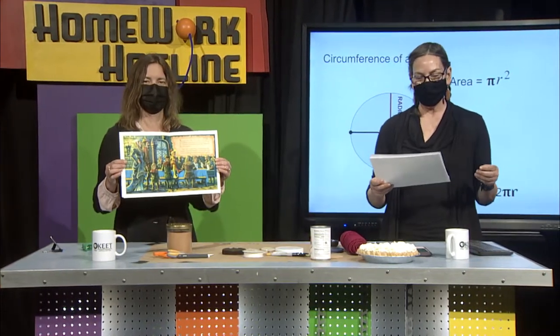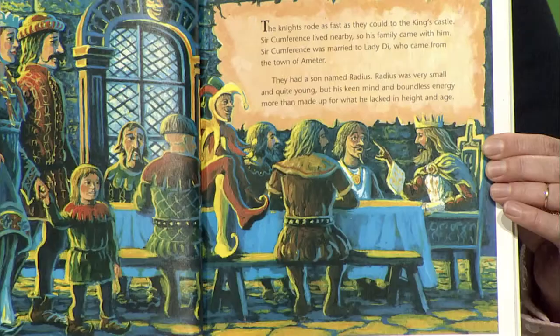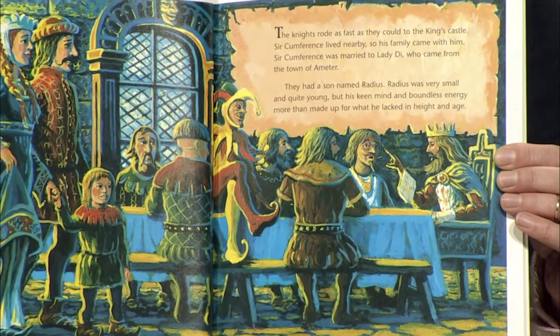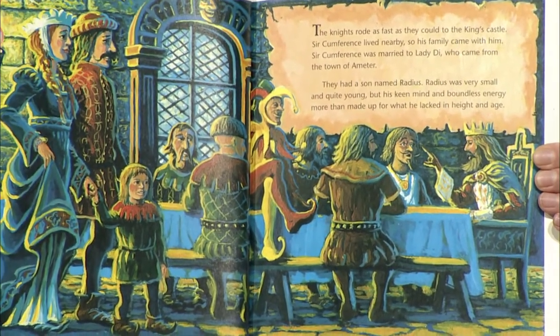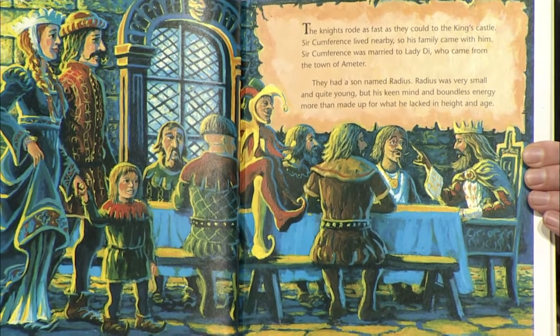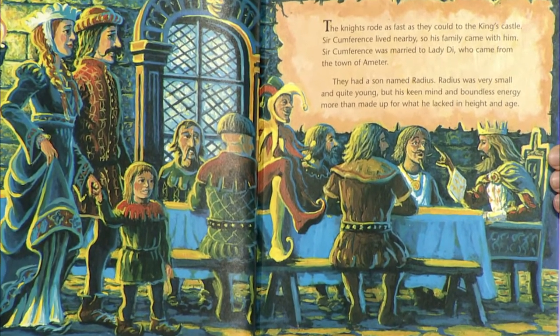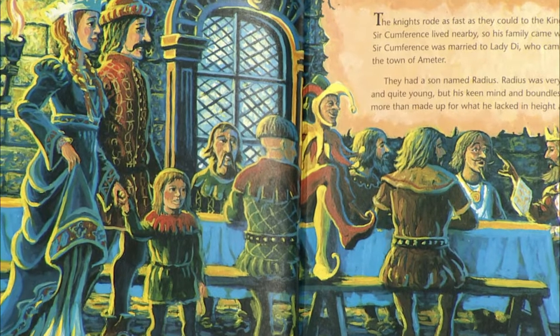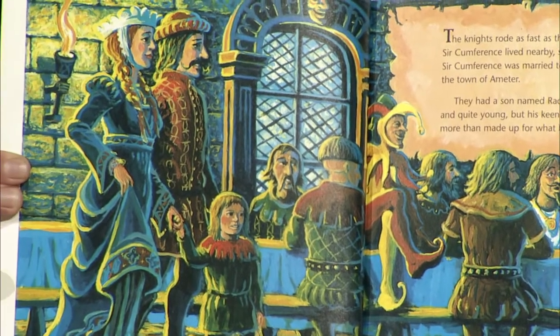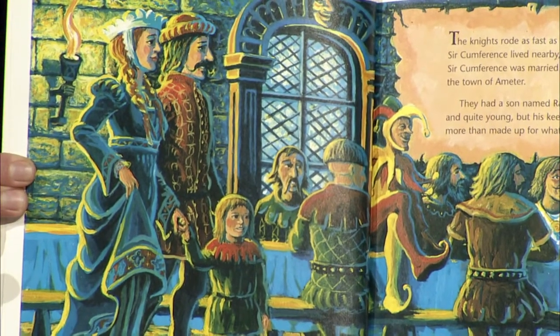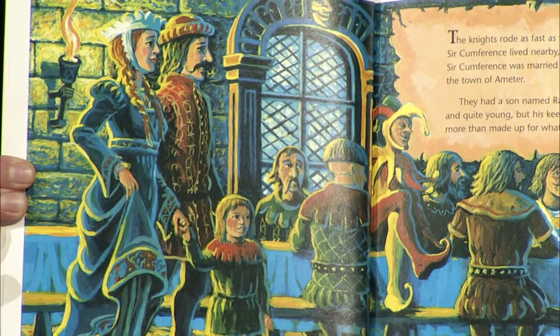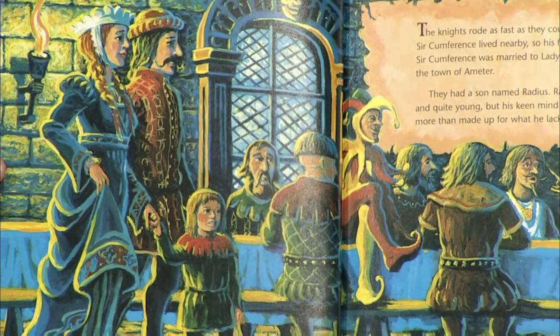Sir Comfrance lived nearby, so his family came with them. Sir Comfrance was married to Lady Di, who came from the town of Amateur. They had a son named Radius, another math term. Radius was very small and quite young, but his keen mind and boundless energy more than made up for what he lacked in height and age.